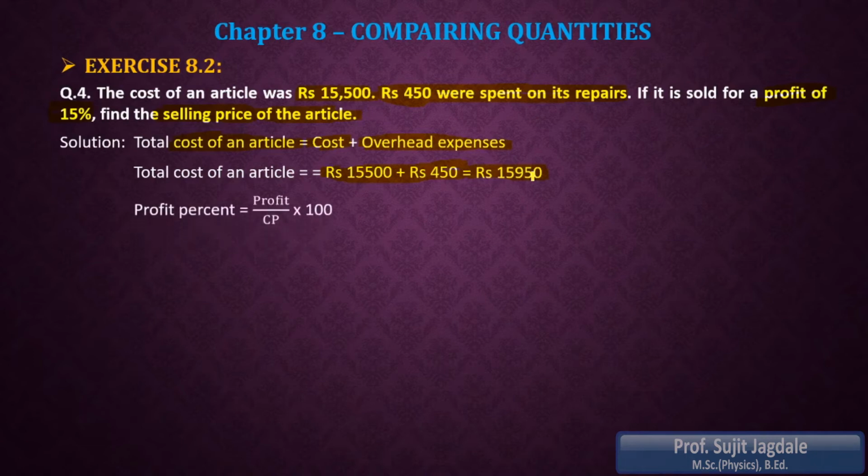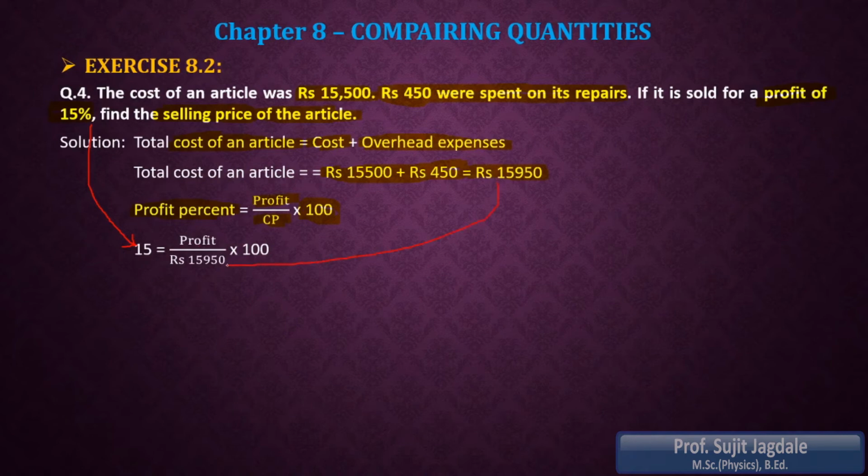Now with the help of CP, we can calculate the profit. Whatever the profit is, we are able to calculate it with the help of the formula: profit percent is equal to profit upon CP into 100. Or you can also take the direct formula: profit is equal to profit percent into CP divided by 100. Any formula you can take, but here I am taking this formula, so just keep the values. The profit percent is 15%, so just keep that value. Then I have to calculate the profit, so I kept it as it is.